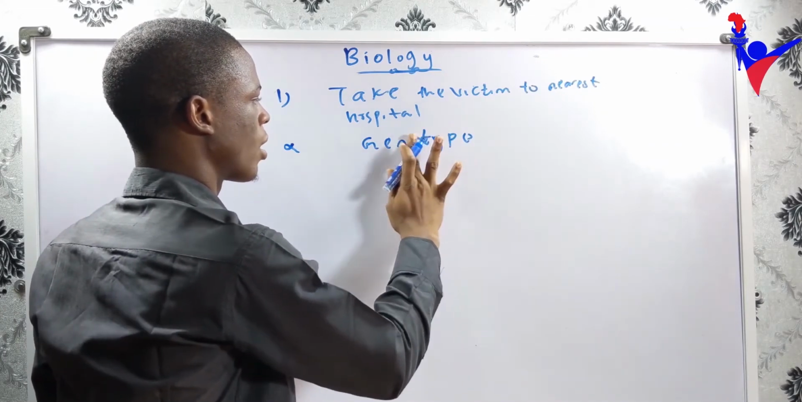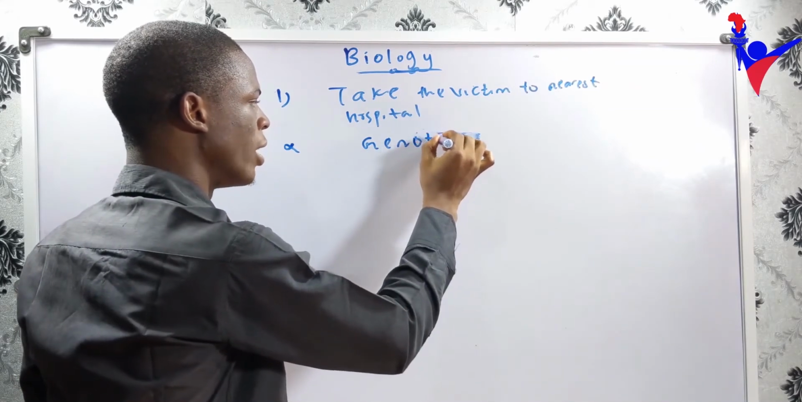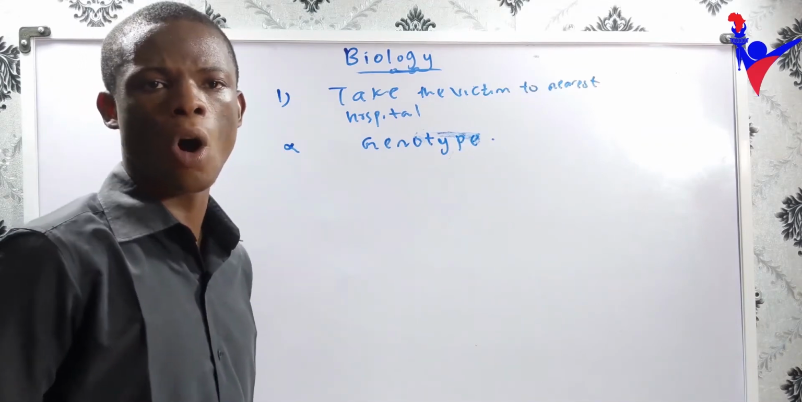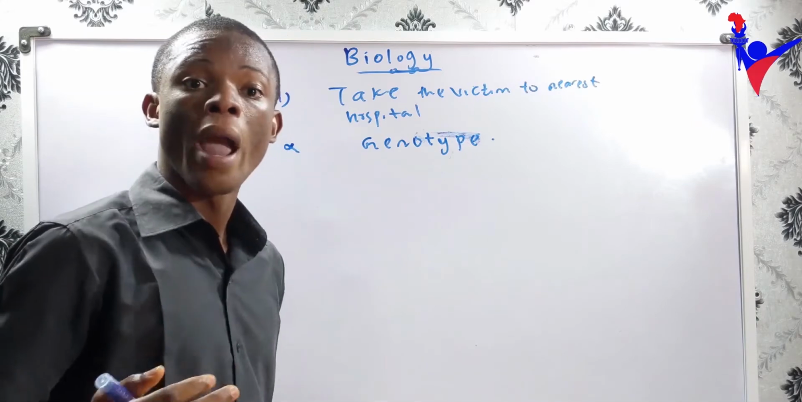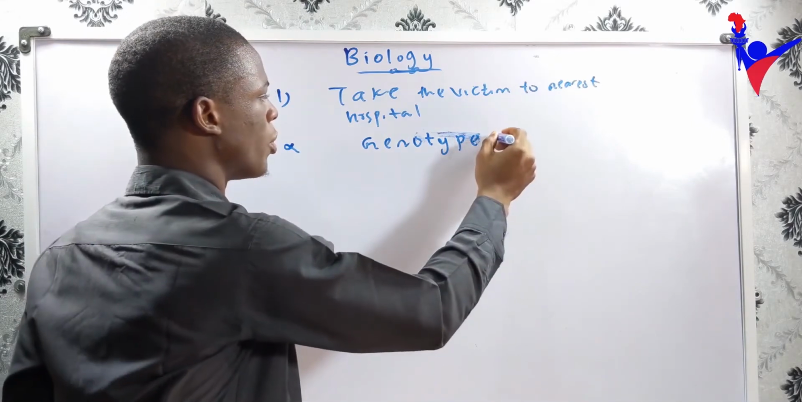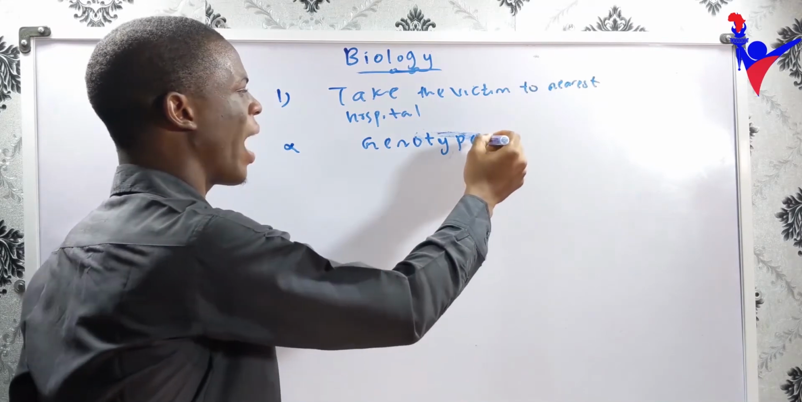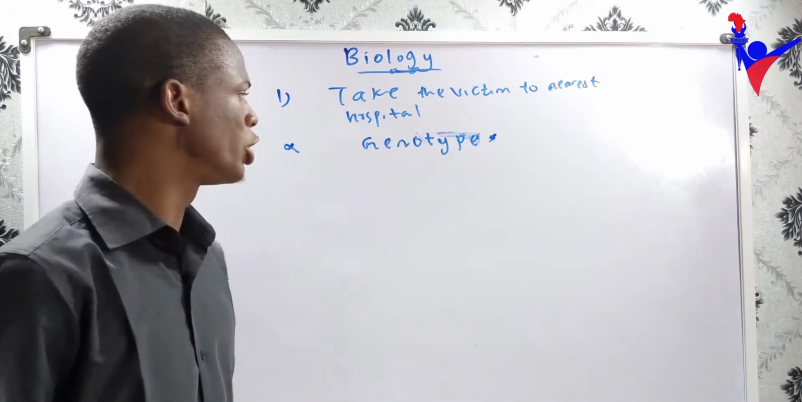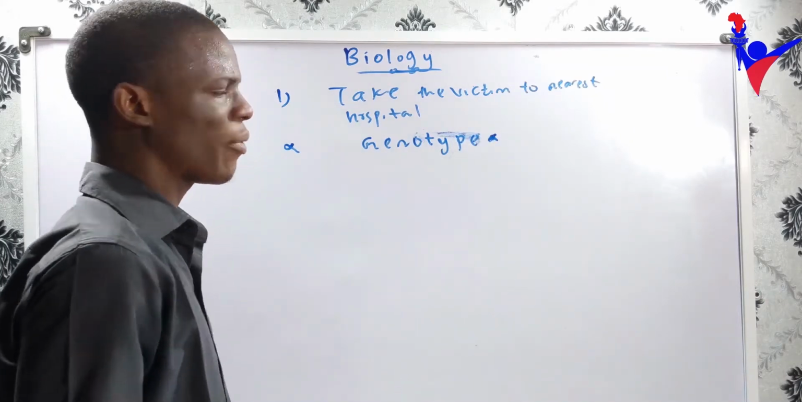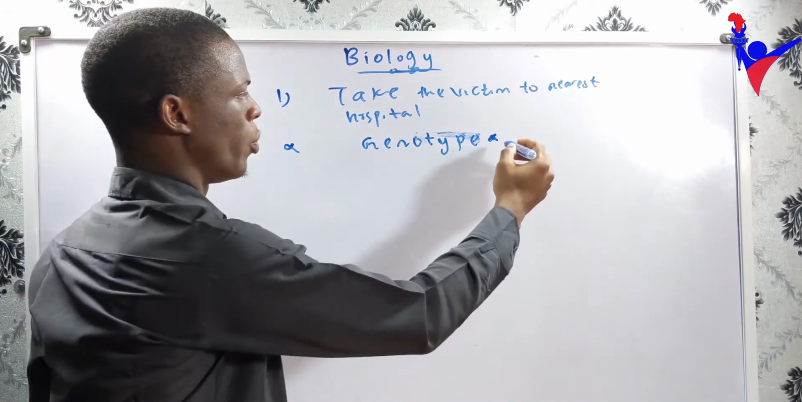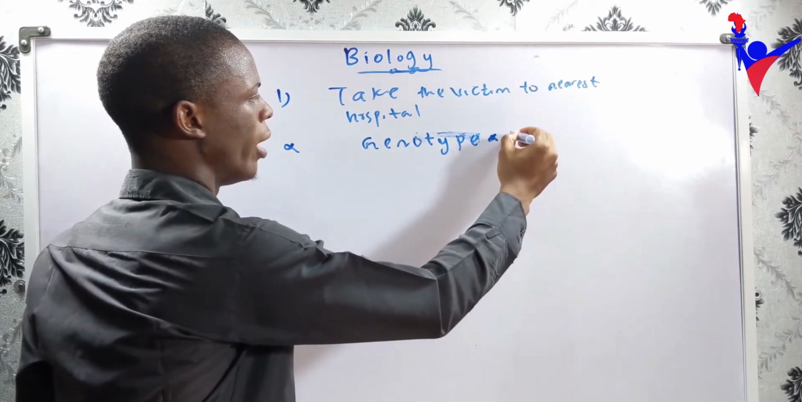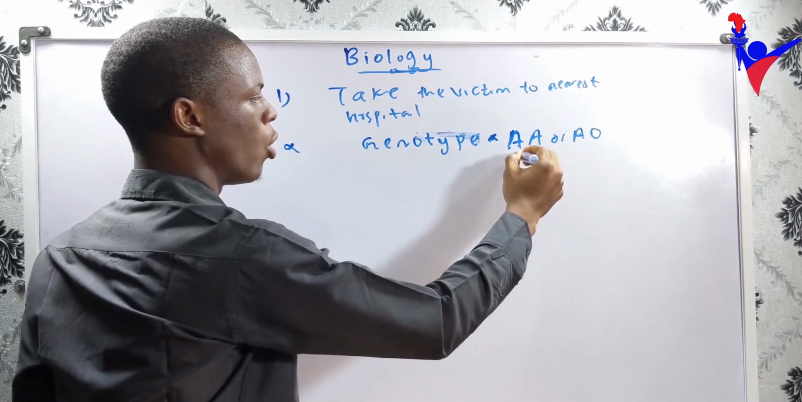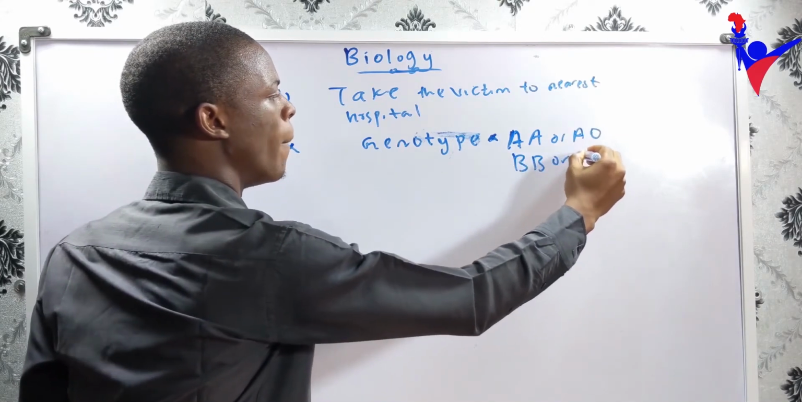I hope you're with me. After the genotype has been identified, the genotype gives us the blood group of the man. We have 6 genotypes, which are your AA or AO. We have the B, BB or BO.